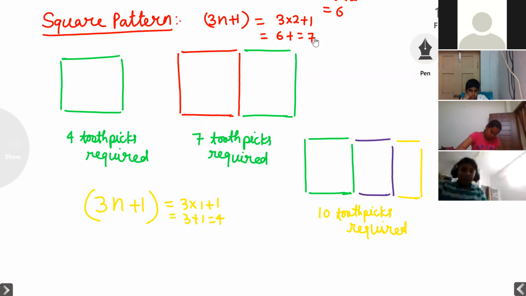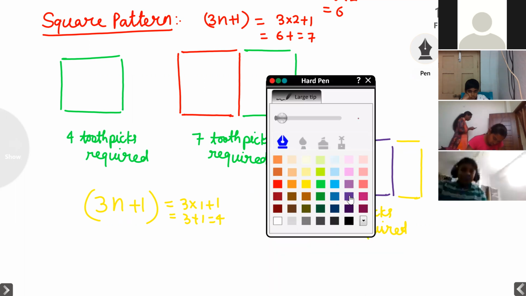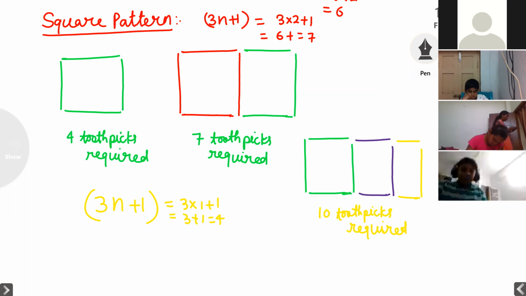If I want to draw 3 squares, our formula is 3n plus 1. How many squares do I want to draw? 3 squares. It means the value of n is 3. 3 threes are 9. 9 plus 1 equals 10. It means our formula is right.